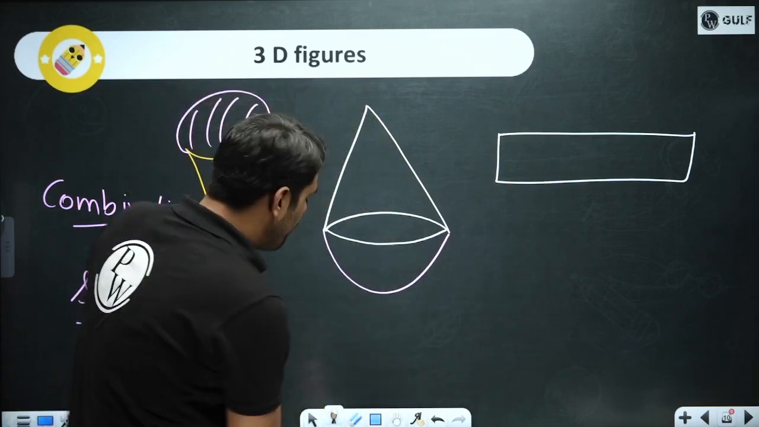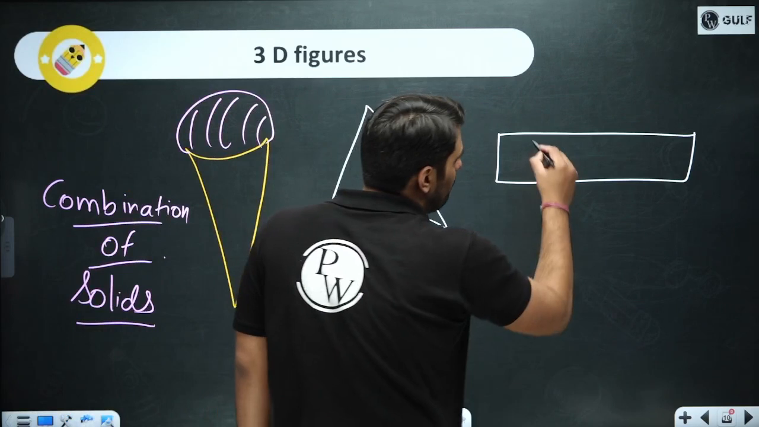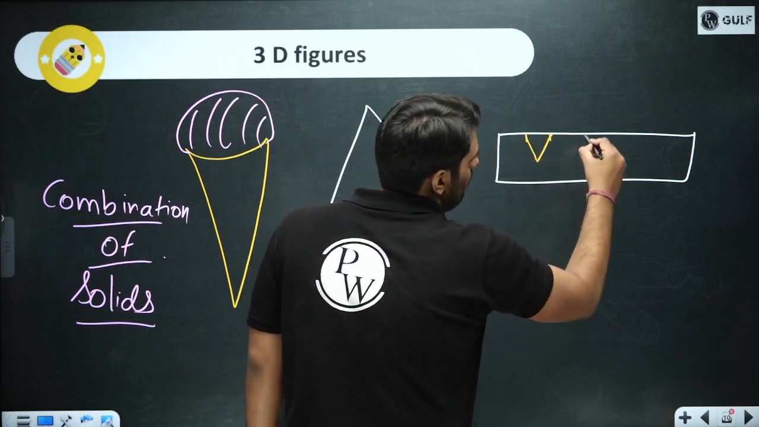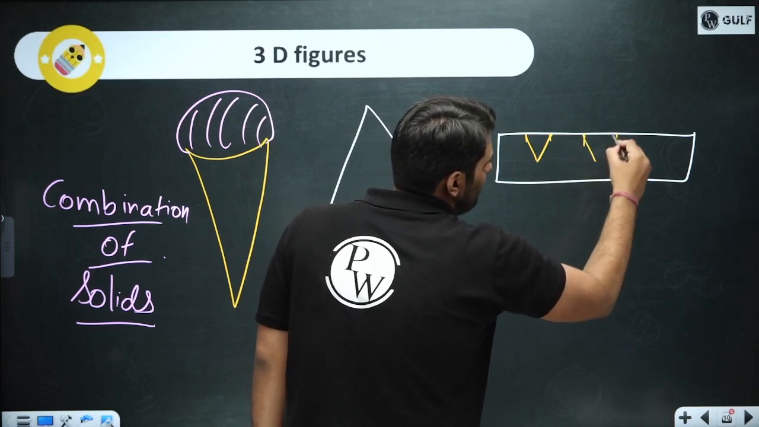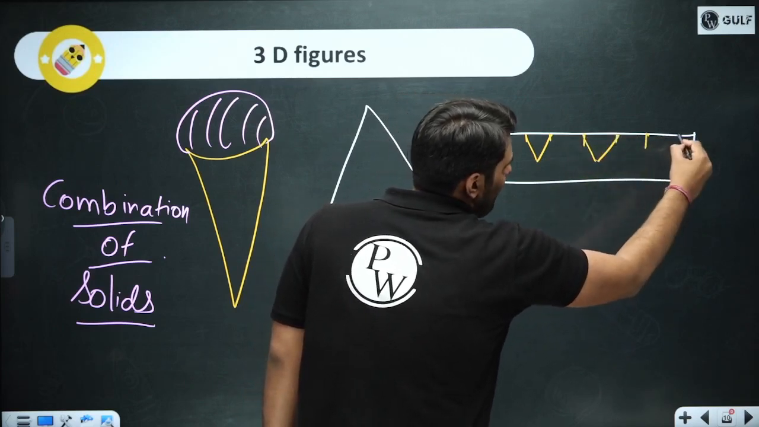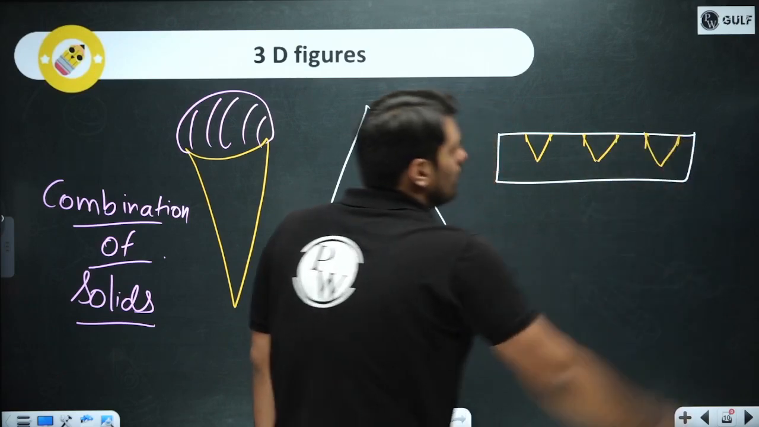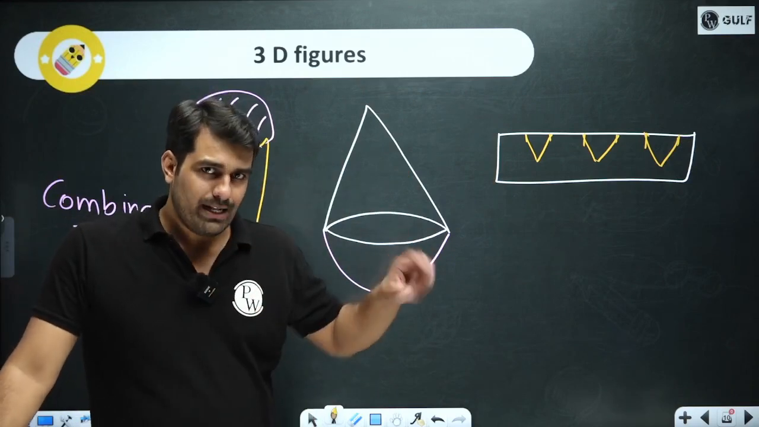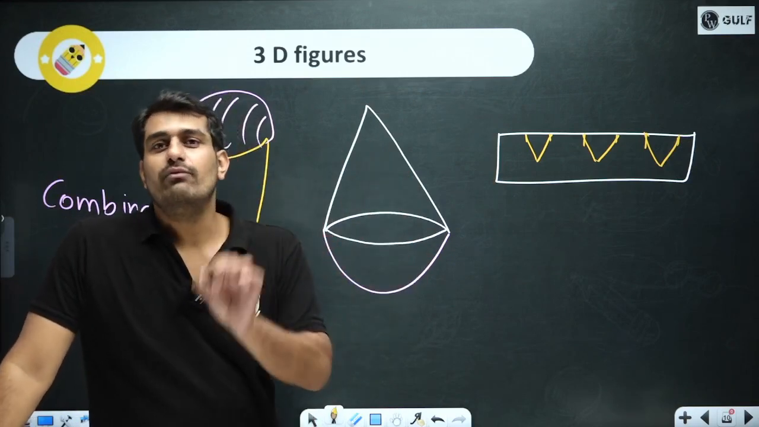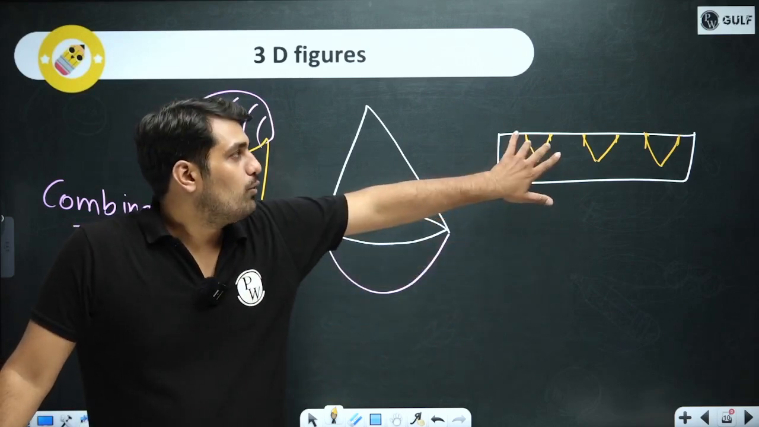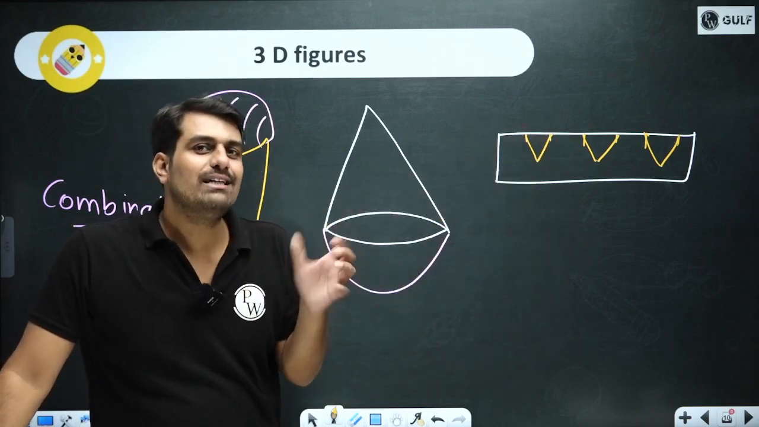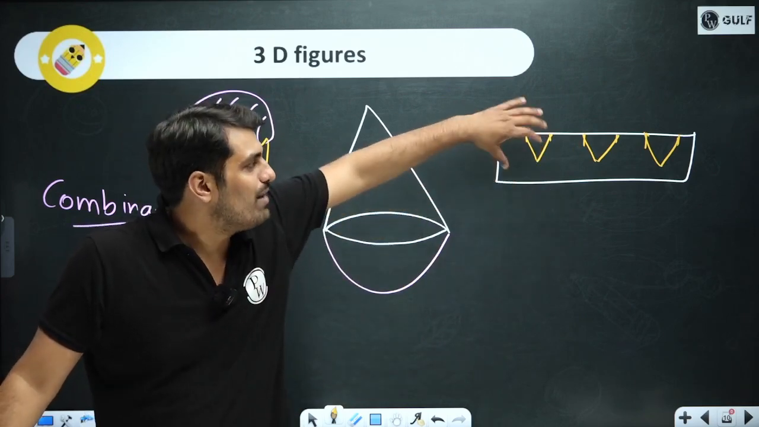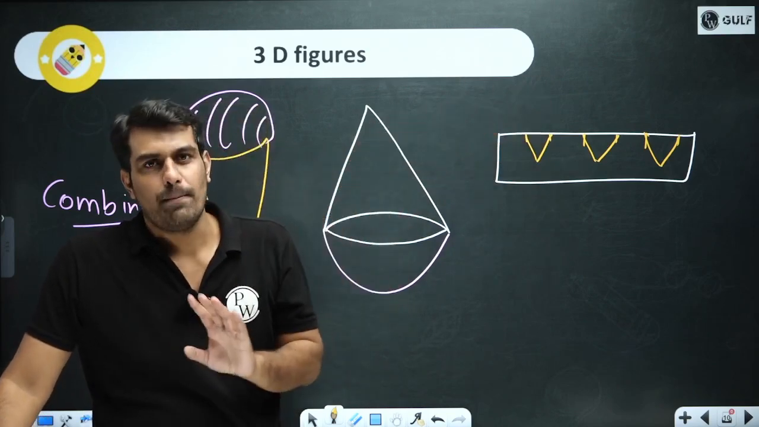So what is going to happen over here? You will have a few depressions which will be conical in shape like this. It depends how many pens it can hold, so accordingly it will have those structures. Now this is a combination of solids. How? We had a cuboid, and from the cuboid we have taken out some conical part, and now it's a solid body made up of two combinations, one being the cuboid, another being the cone. You can think of many more.